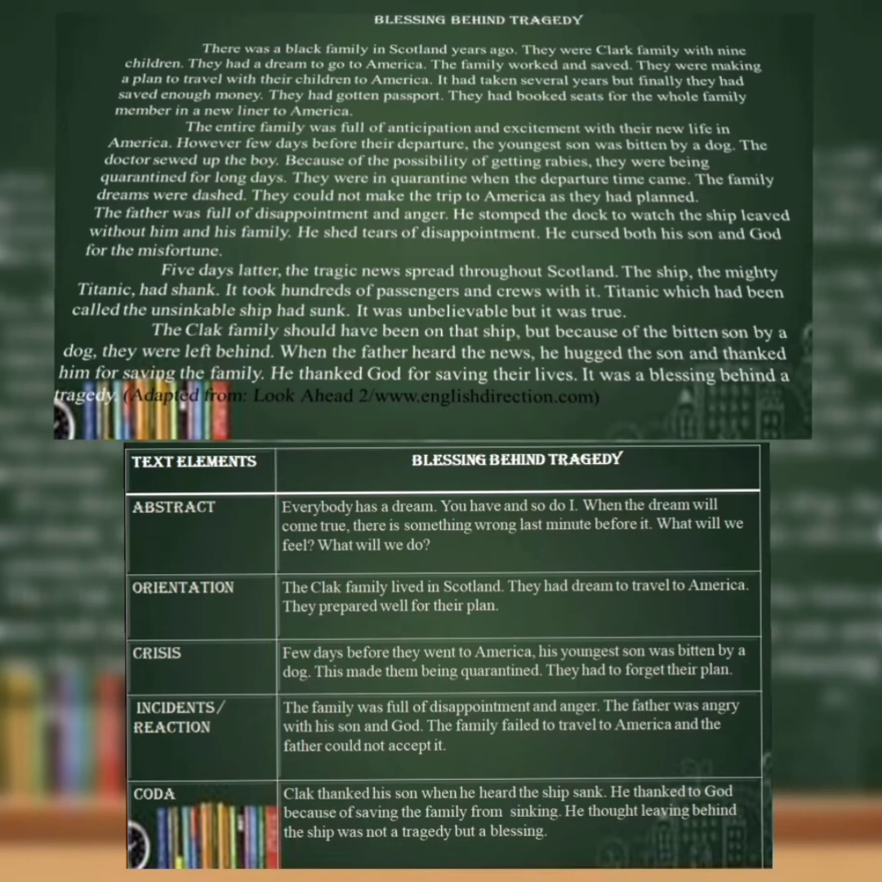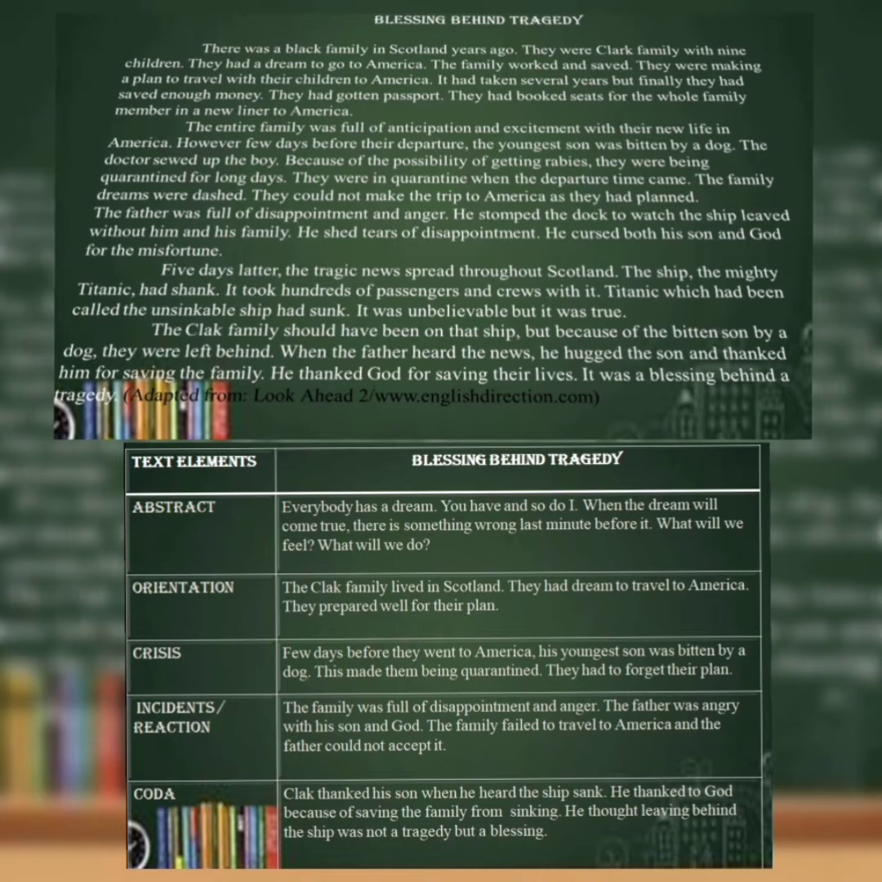Orientation means the beginning of the story and also tells about the setting of the events. We can see it in the first paragraph of the text, where we get the element of orientation: the Clark family lived in Scotland. They had dreamed to travel to America and they prepared well for their plans. So here is the setting of the place: they lived in Scotland and they had a dream of traveling to America and prepared it well.